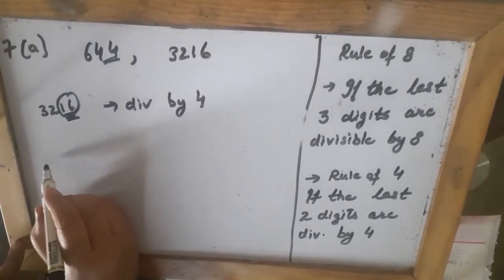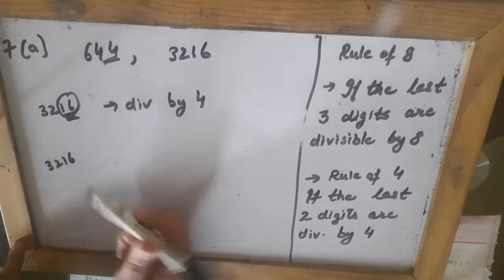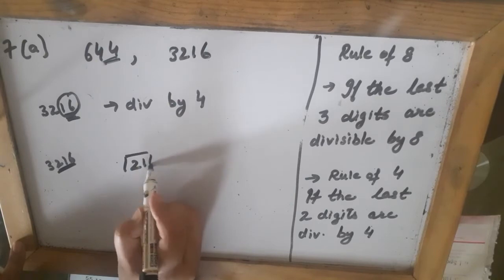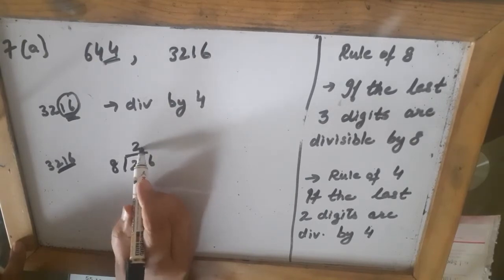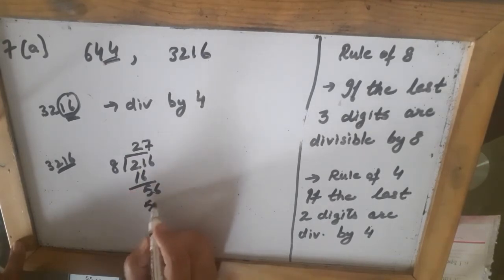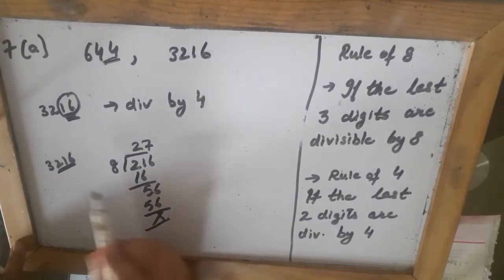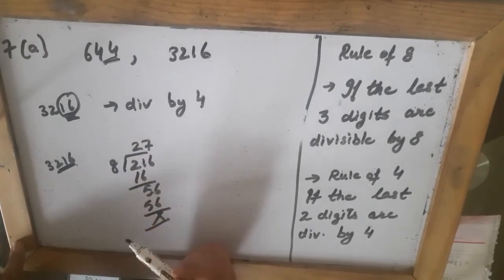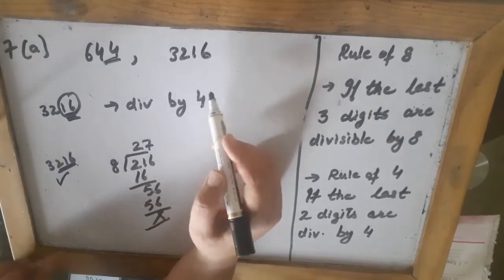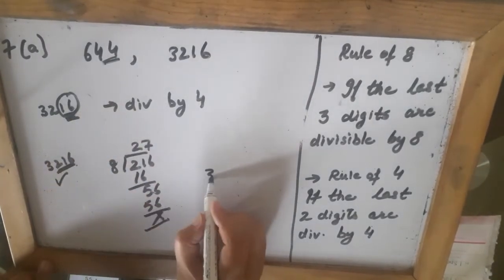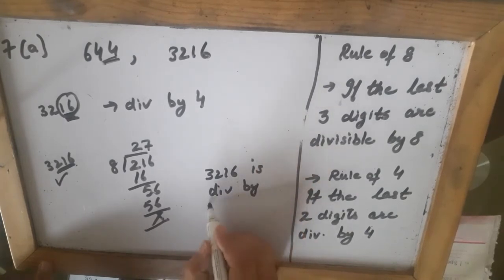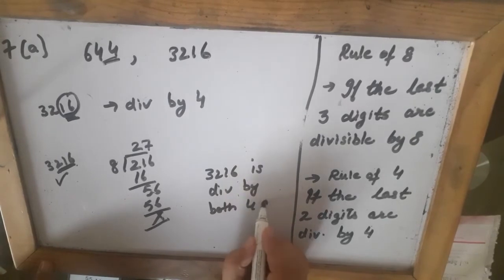Now to check the divisibility by 8. What is the divisibility rule of 8? I have to divide the last 3 digits, 216, by 8. 8 2s are 16 and 8 7s are 56. So the last 3 digits are completely divisible by 8. It means this number is divisible by 8 also. So this means 3216 is divisible by both 4 and 8.